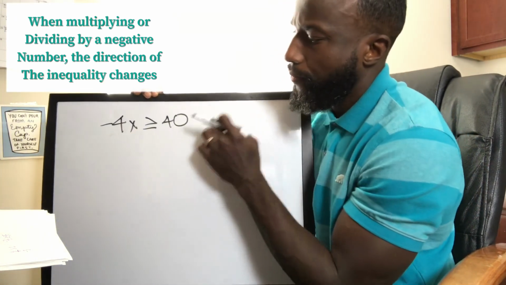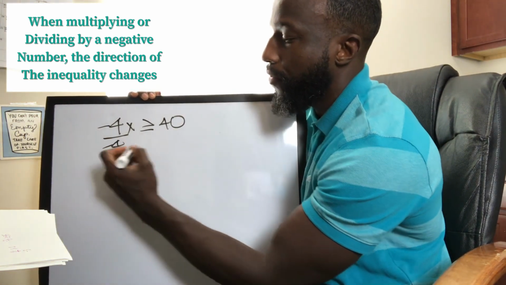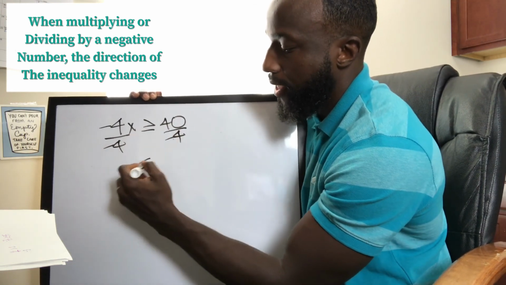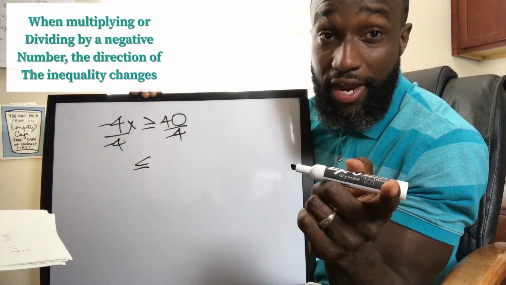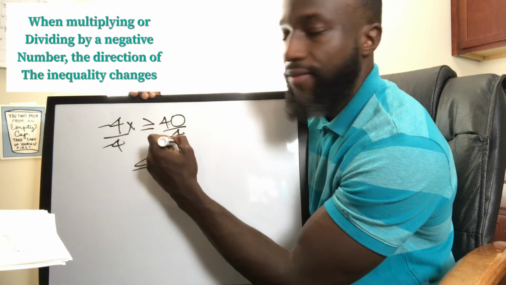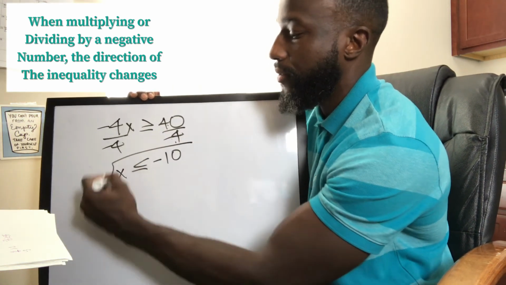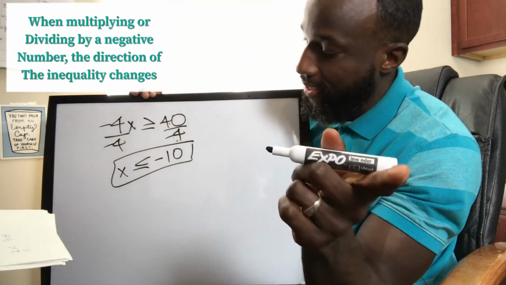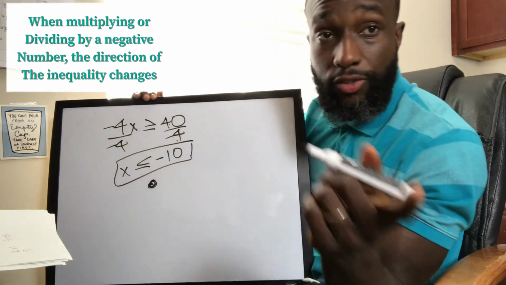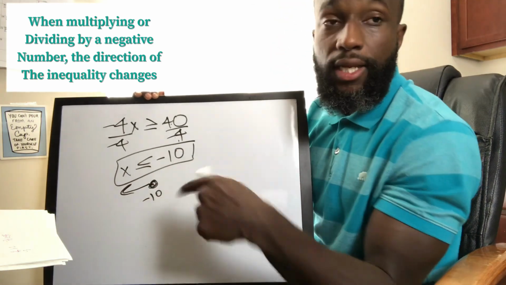Again, this is a negative, so you have to divide both sides by -4. Since you divided by a negative, it changes direction. Did you change the direction of your inequality? Good, if you did. 40 divided by -4 gives us -10. So x is less than or equal to -10. Let's graph it. Closed circle. Did you close your circle? Good. This is -10, and everything less than.